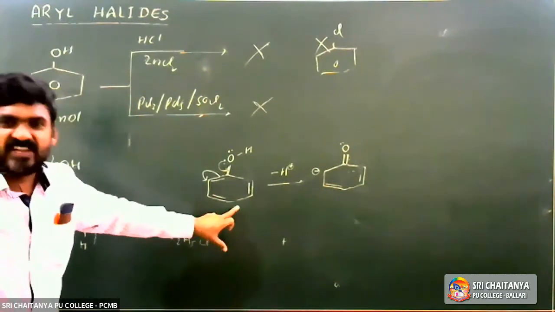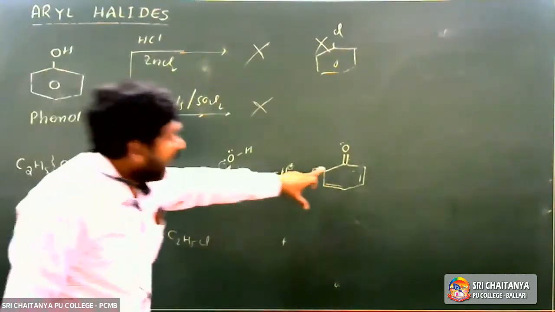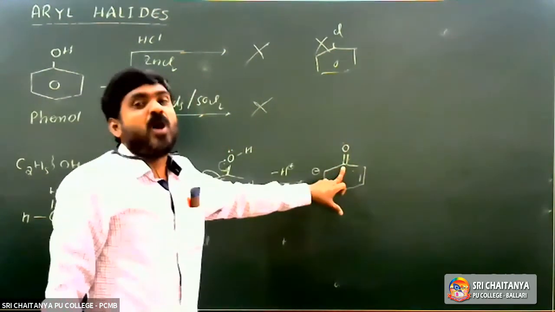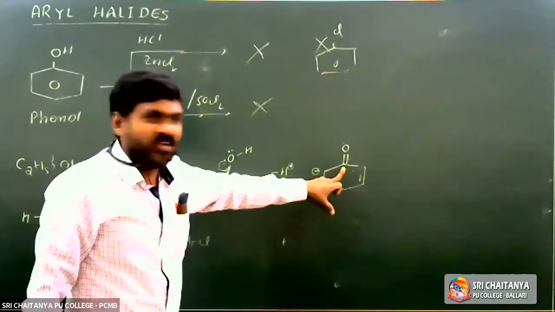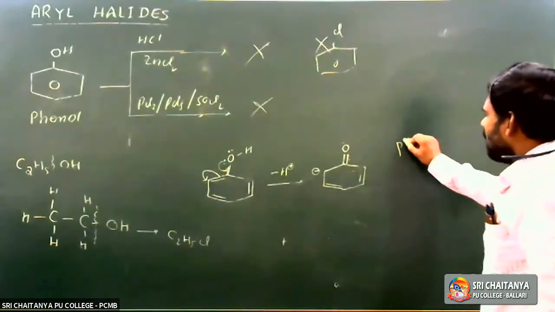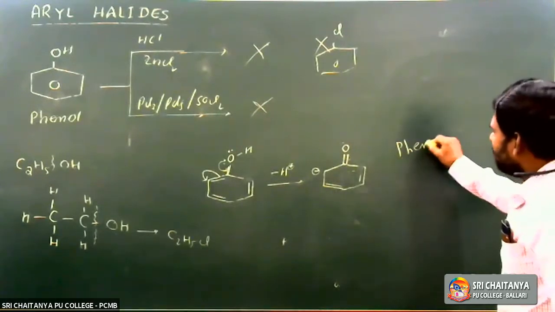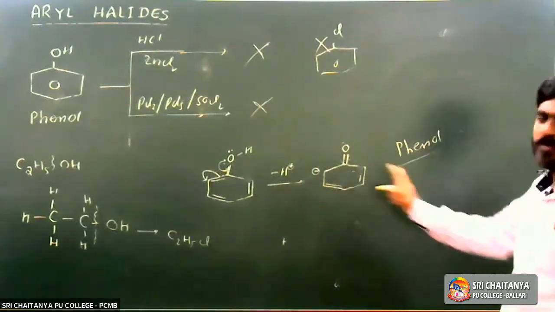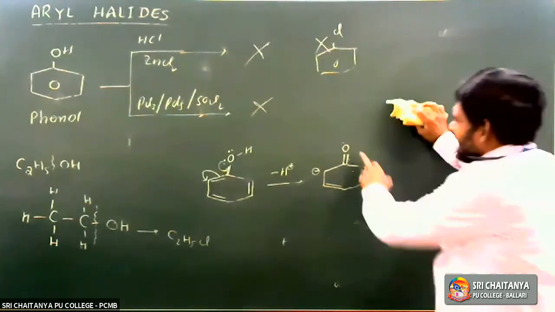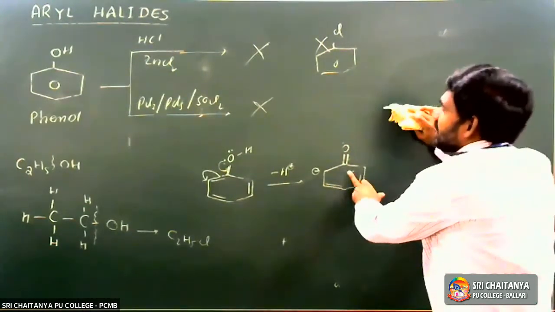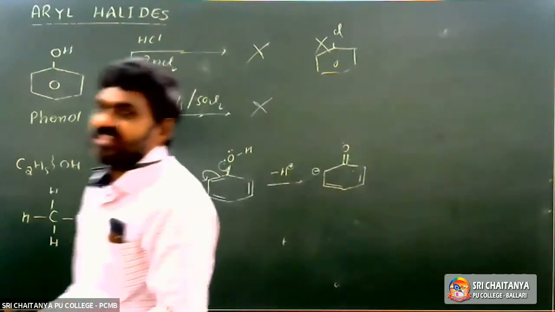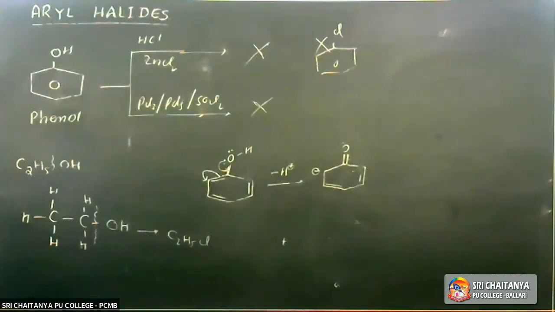The reason is, in the resonance structure, the carbon of the benzene ring and oxygen have a partial double bond in nature. That is a separate topic in the next chapter, alcohols and phenol. It is the second topic in alcohols. So phenol has a partial double bond character, and as the number of bonds increases, bond energy increases. So this bond cannot be broken easily.